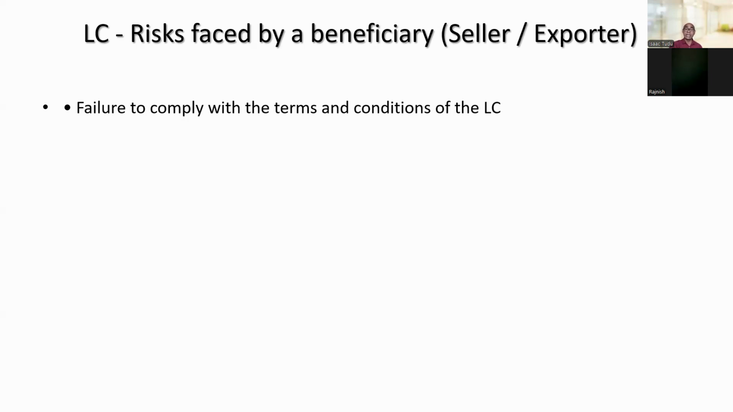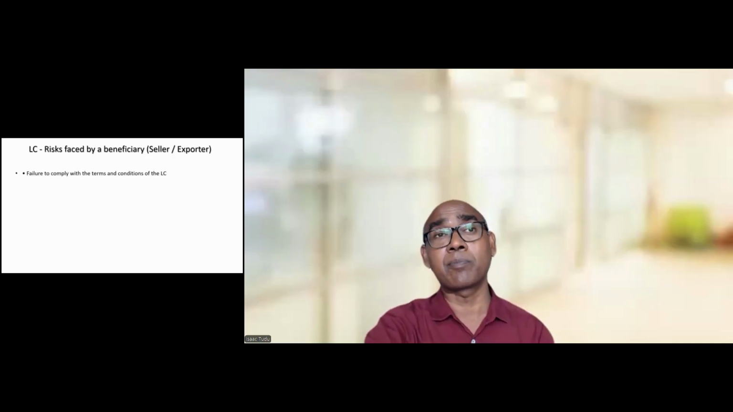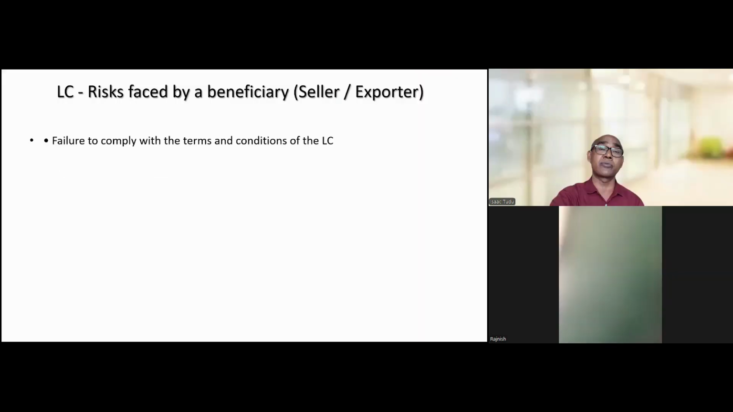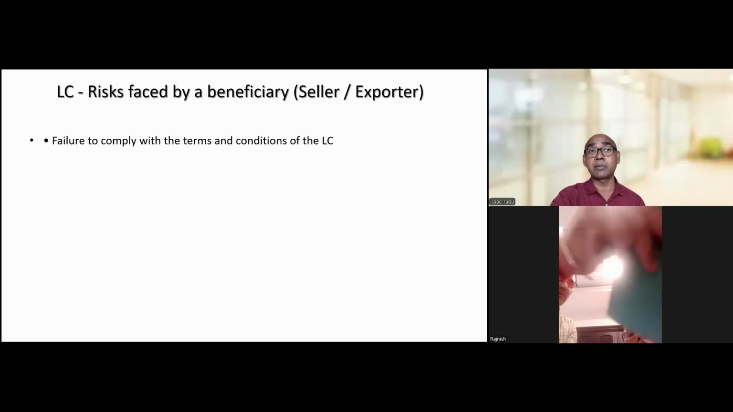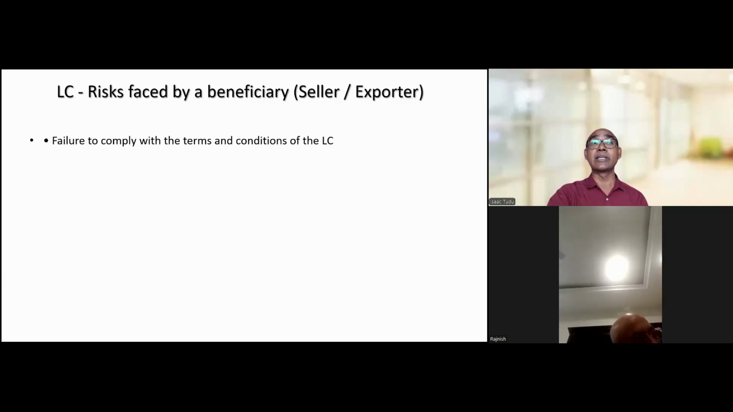And unfortunately, I can tell you that in most cases, when you present the documents, it will not be a complying one. Definitely the bank would try to raise discrepancies. So it is very difficult to comply with the terms and conditions of the LC. If documents are discrepant, it means our payment is not assured. We need to be dependent on the applicant to waive the discrepancies. We have to bear the discrepancy fee also. Many times the amount will be reduced and payment will get delayed, right? So that is the risk we face.